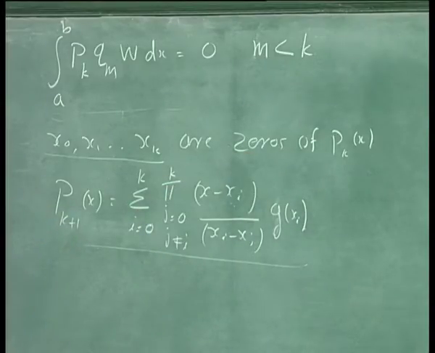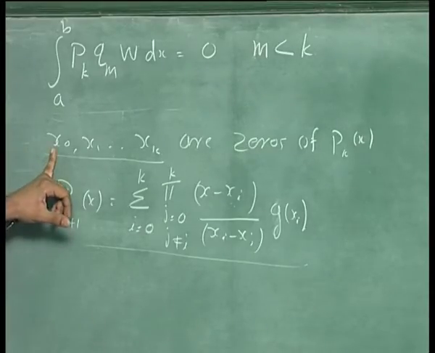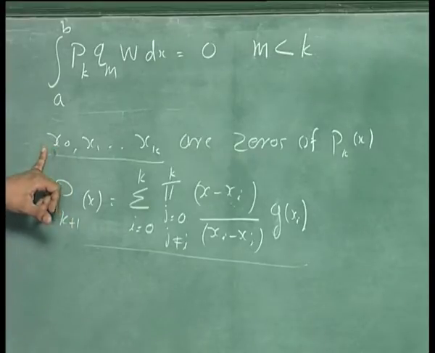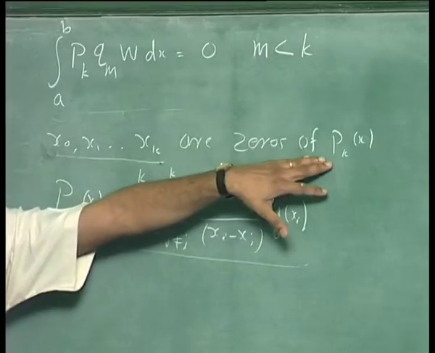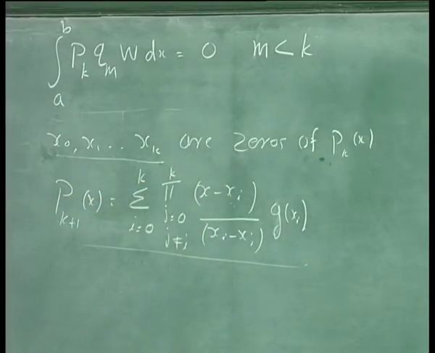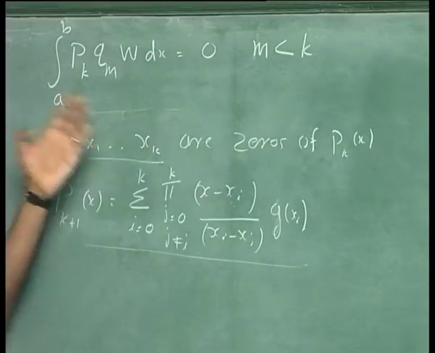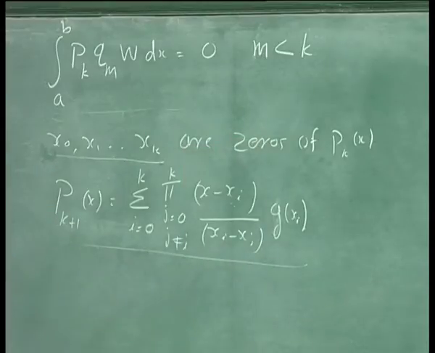Okay. So, if you are using Gauss Legendre, and we want to do a kth order Gauss Legendre, then we will choose x0 to xk as the first k zeros of the Legendre polynomial pk. Now, if you are choosing Hermite, then we will choose these to be the first k zeros of the Hermite polynomial, and then we can construct the weights.